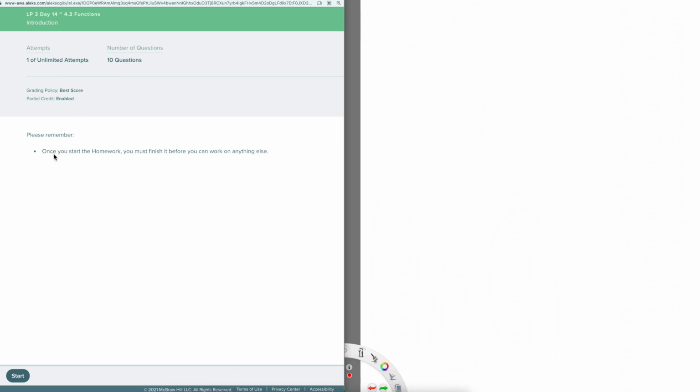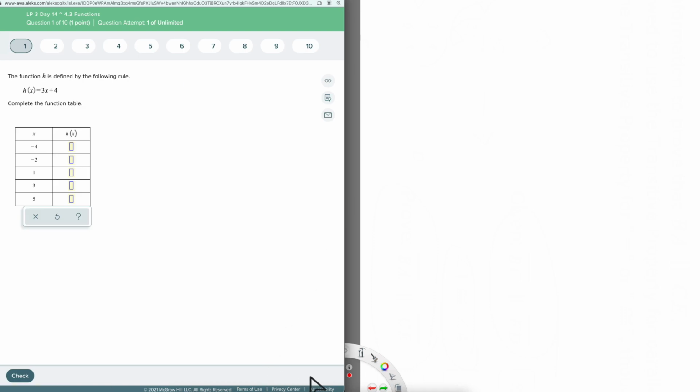Let's see, down here it says, please remember once you start your homework, you must finish your homework before you can work on anything else. And what that means is once I click start, down here in the bottom right corner, you will see a submit assignment button. And whenever we want to leave the screen, it doesn't matter if we finished or if we've even started. Once we click that start button to leave this screen, we want to click that submit assignment button. I know it's not here. It'll be on your screen as a student.